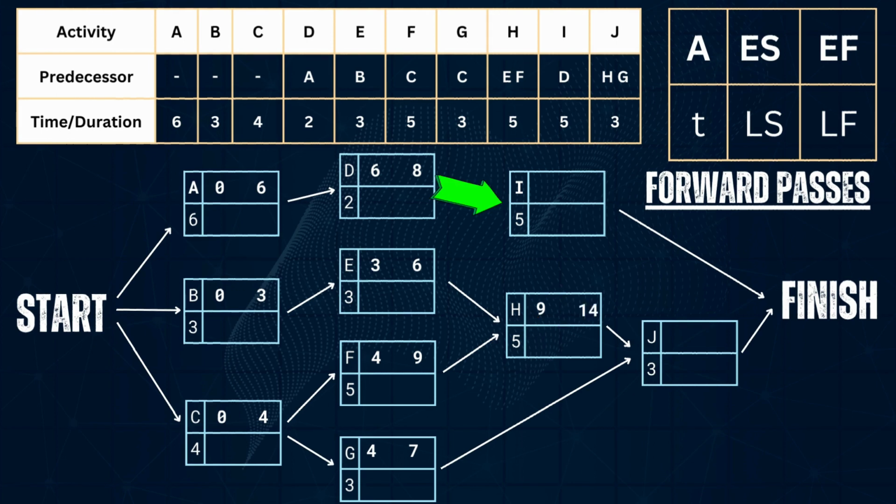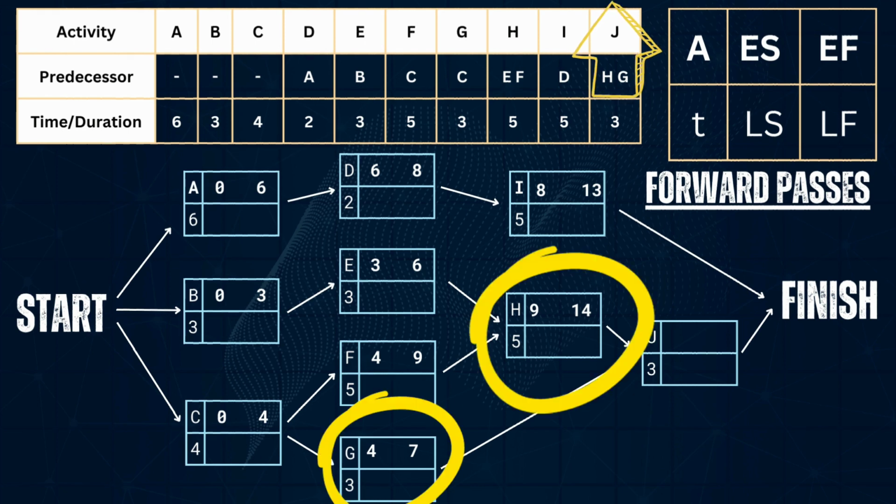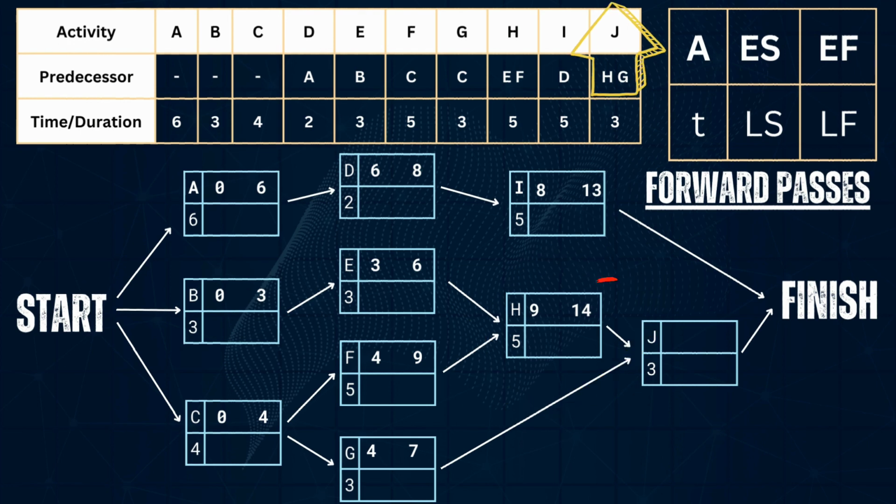I has only one predecessor, D, and it can start at 8 and finish at 13. J has predecessors H and G. Since the highest earliest finish time is 14, the earliest start will be 14 and the earliest finish 17. Since J has the highest earliest finish, our project completion time will be 17.